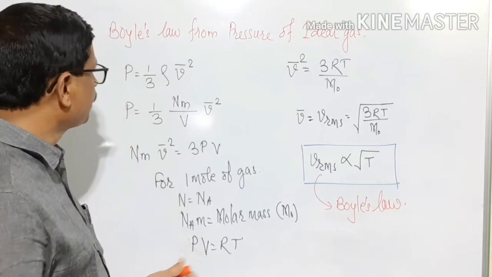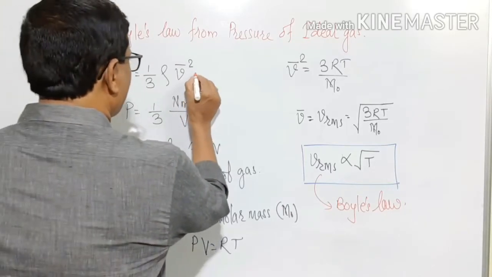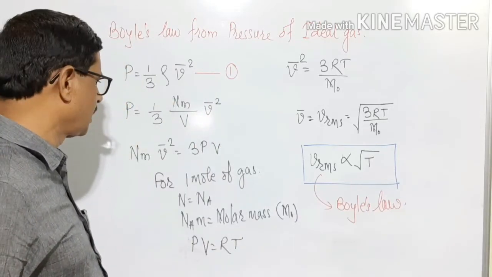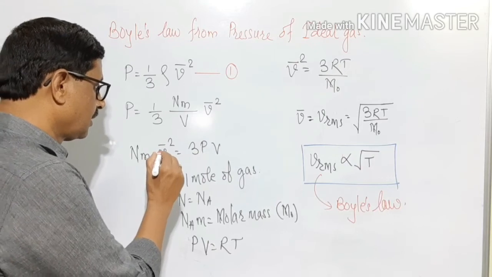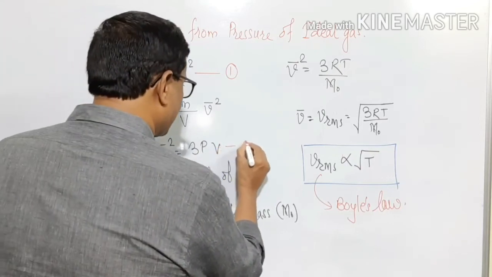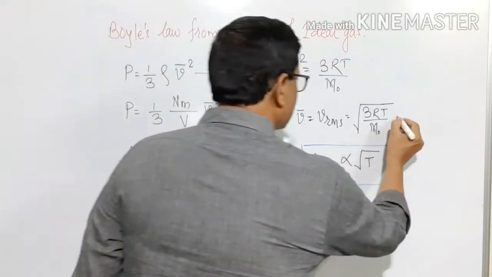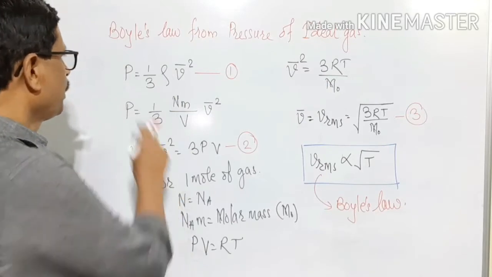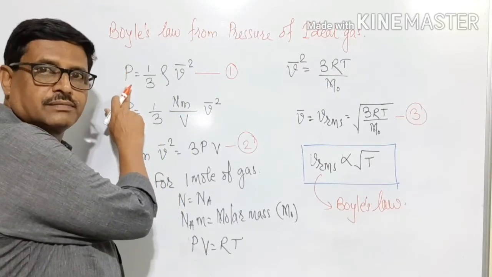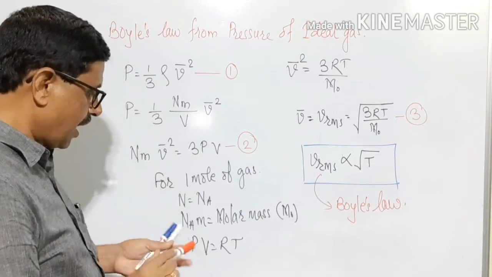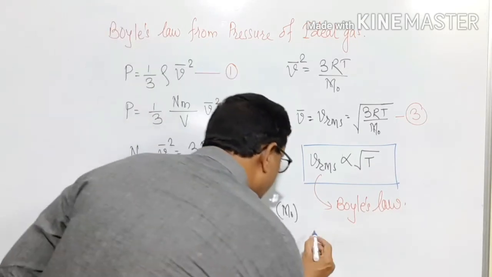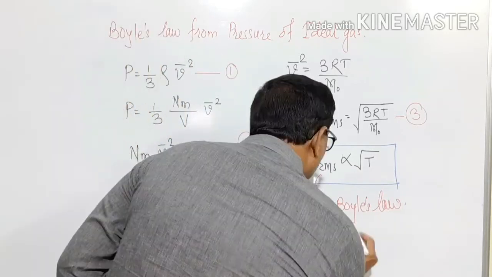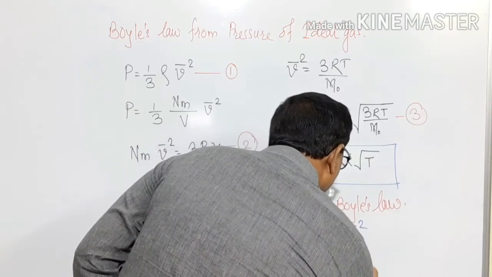Now, if you see these equations, this is one equation that we have written down. This is the second equation that we have written, and this one is the third one. Now, using equation 1, I am able to write that P1 upon P2 is equal to V1 square divided by V2 square.